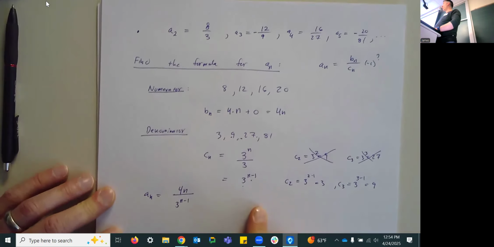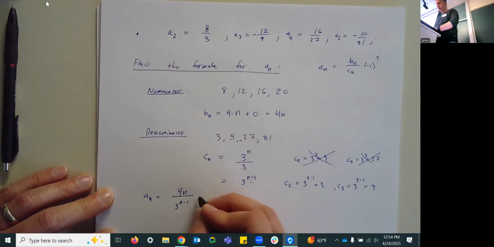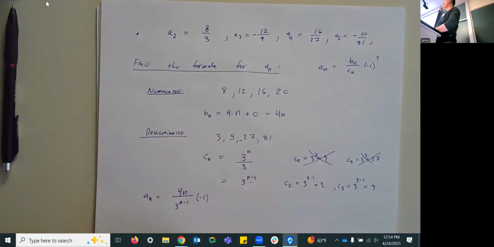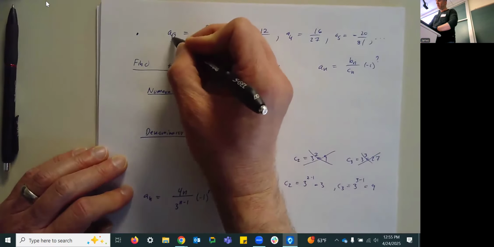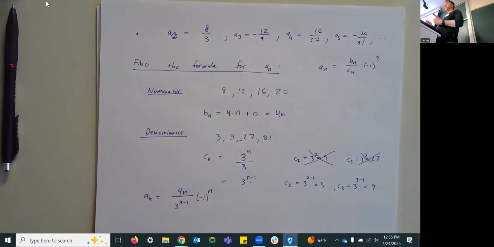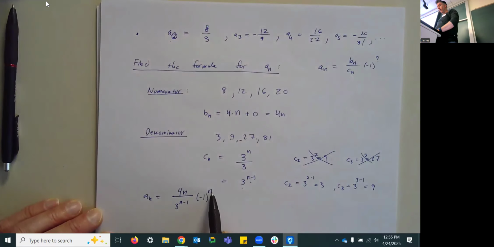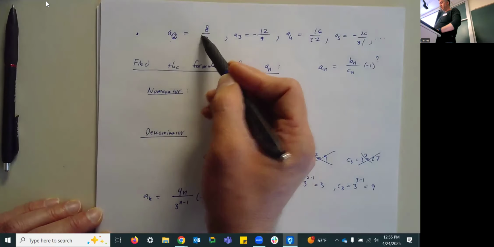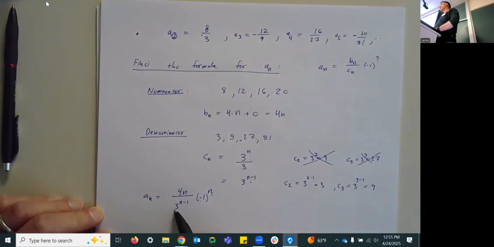And then I have to make it alternate. So I need to multiply by a negative 1 to the n or a negative 1 to the n plus 1. Here's what I suggest. Always start with n. And then check. If you plug in the first value of n, which in this case is n equal to 2, do you get the right sign? And in this case, we do, right? If I plug in n equal to 2, I get negative 1 squared, which is positive 1. And I'm starting with a positive 1 times 8 over 3.